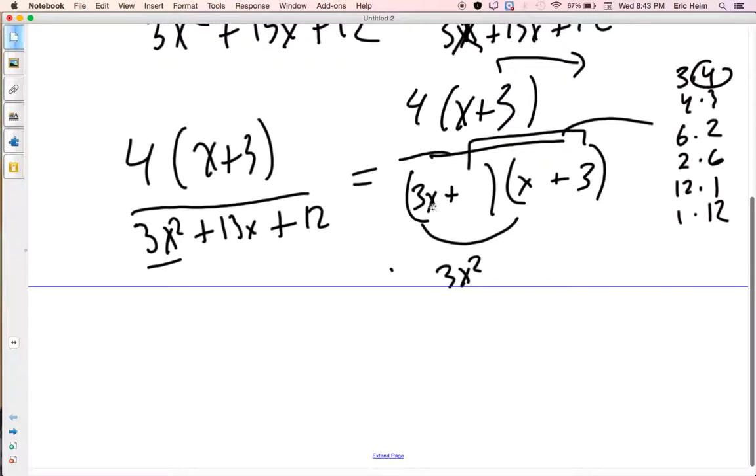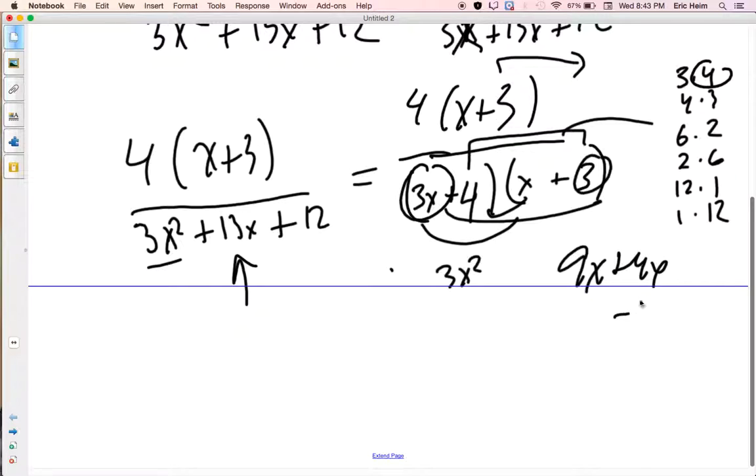I'm looking for this factor. If this one's 3, then this one has to be 4. These are the two numbers that multiply together to make 12. But do they add together to make 13x when we do the outer and inner? First, outer would be 3x times 3, well, that makes 9x. And inner, 4 times x, 4x, that gives us 13x. That is correct. That's what we're looking for.